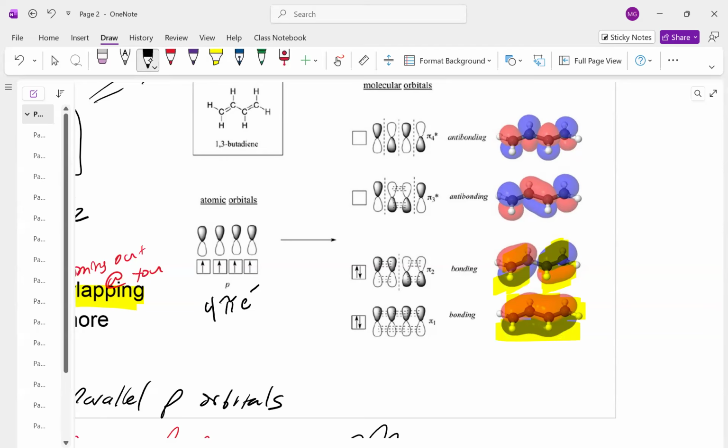And if we put all four of those pi electrons in the proper orbitals, they're both in the bonding molecular orbitals, which is highly stabilizing. There aren't any in the anti-bonding molecular orbitals.